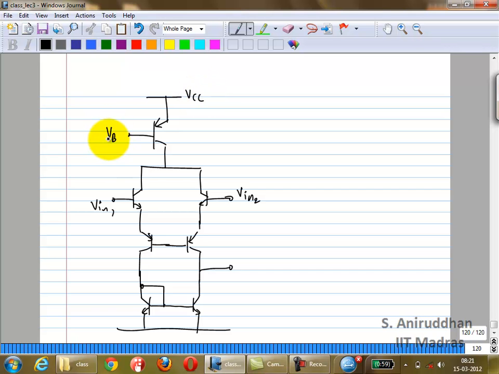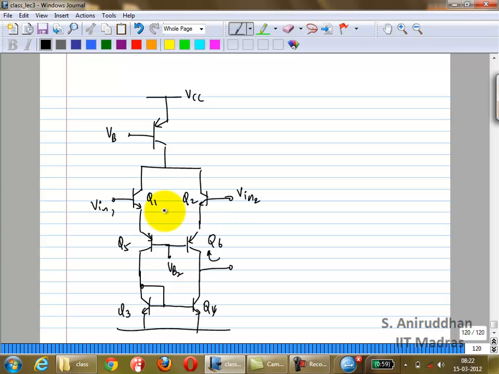VCC. So let us say I set the base of the PNPs to VB2. Now what is the output impedance? What is the gain? It's no longer low, right? Because now your output impedance is actually quite high. High enough such that you can get some gain, right?